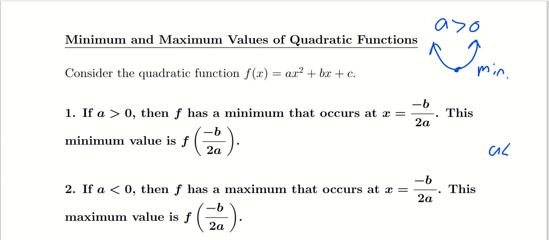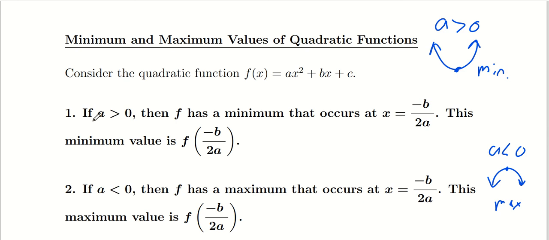Alternatively, if the leading coefficient is less than 0, then those are parabolas that are going to open down. In that situation, the vertex will provide a maximum value. The x value of the vertex tells us the location of the maximum in this case. And again, it's the function value itself, which is the y-coordinate of the vertex, which is going to be the max value.